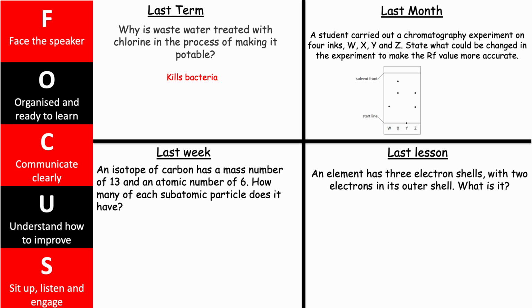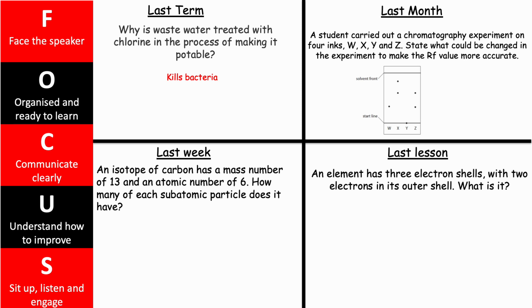Moving on to the last month question, it says a student carried out a chromatography experiment on 4 inks. State what could be changed in the experiment to make the RF value more accurate. Now, at this point, most students would probably jump to an answer along the lines of using a different ruler or maybe converting into millimeters instead of centimeters, but neither of these changes will actually make the RF value itself more accurate. There are 2 options that we could say for this one.